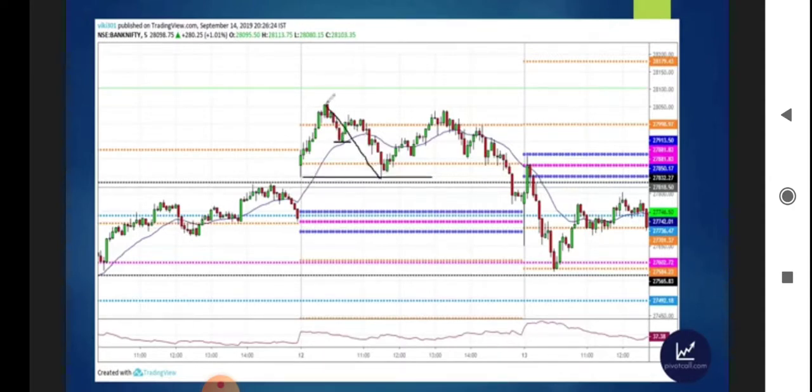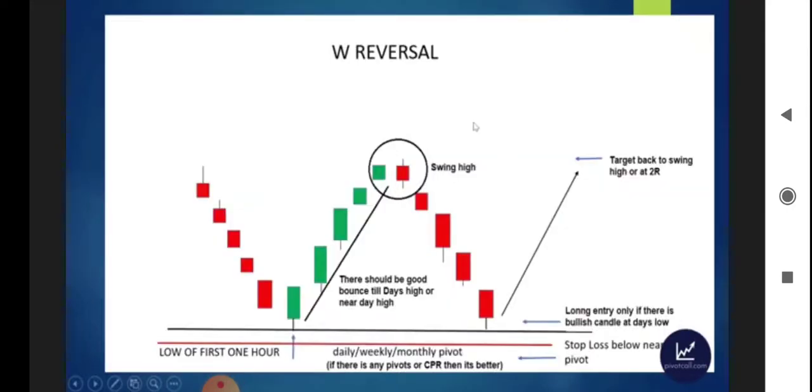So now this becomes your supply zone. When price goes back to that supply zone, you can short. Again here also OD pattern, GCR and M pattern. W reversal pattern is opposite of M reversal pattern. If M reversal pattern was based on the supply zone, W reversal pattern is based on demand zone.